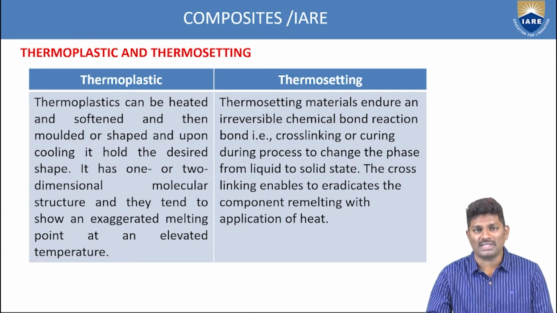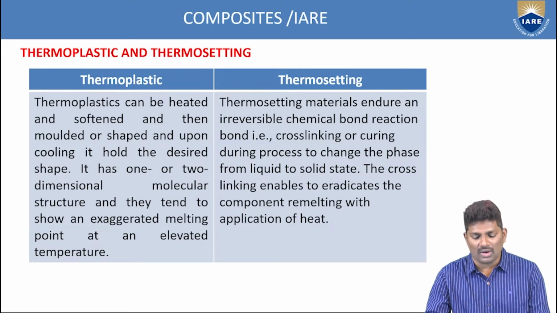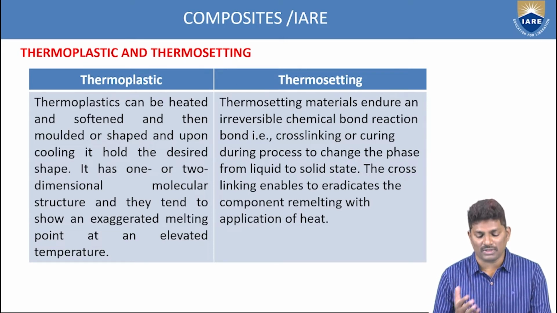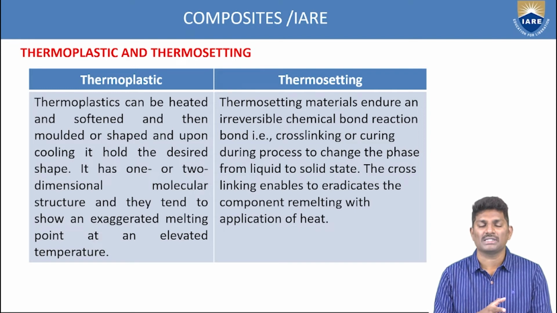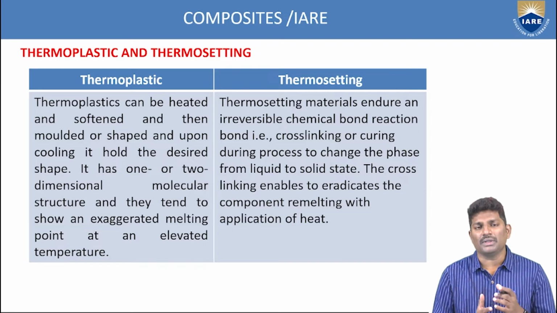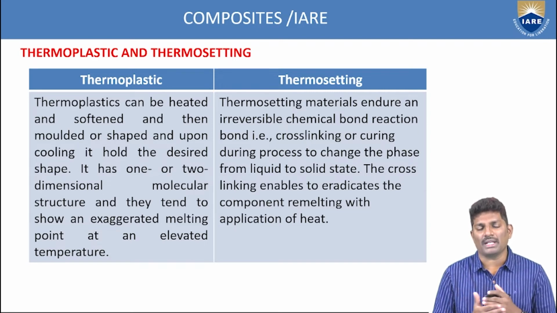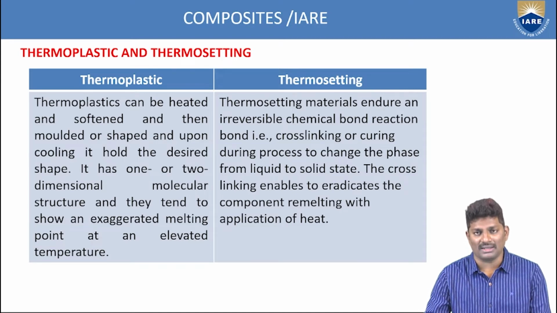And coming to the thermosetting, what is the difference between these two? Thermosetting materials undergo an irreversible chemical bond reaction, that is the cross-linking or curing, during the process to change the phase from liquid to solid state. So they are completely different, the thermoplastic and thermosetting. Here in the thermosetting, we are trying to do the chemical bonding between the materials to get the required shape. Here in thermoplastics, we are heating the material to get the required shape. But coming to the thermosetting, we are doing the chemical bonding between the atoms inside the material to get the required shape. So that is the basic difference between the thermoplastic and the thermosettings.